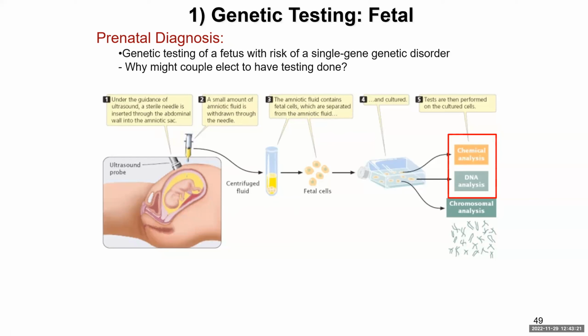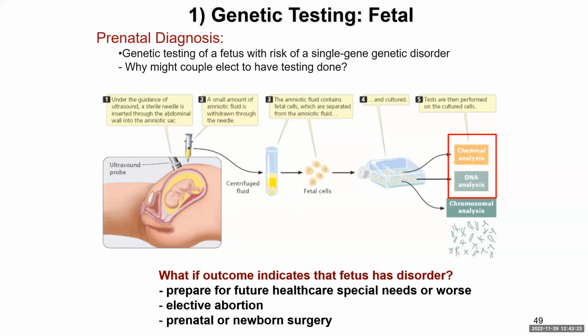However, testing comes with its own issues. What if the outcome indicates the fetus has a disorder? Your options are then to prepare for the healthcare needs of that individual, or to think about whether or not you want to have an elective abortion, or you may need prenatal or newborn surgery to correct the problem. If you can't have an abortion, or can't have the surgery, or can't afford the needs of the individual, does knowing about it help you? Hard to say.